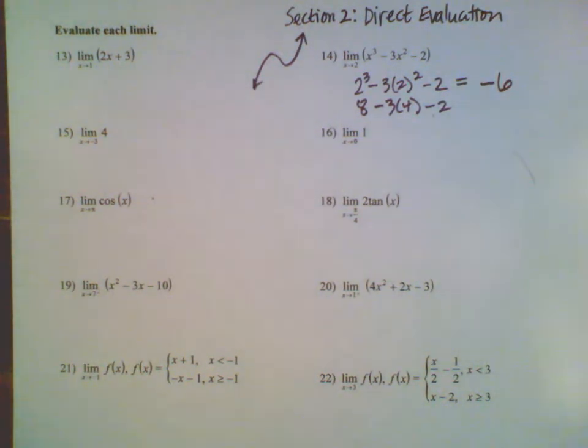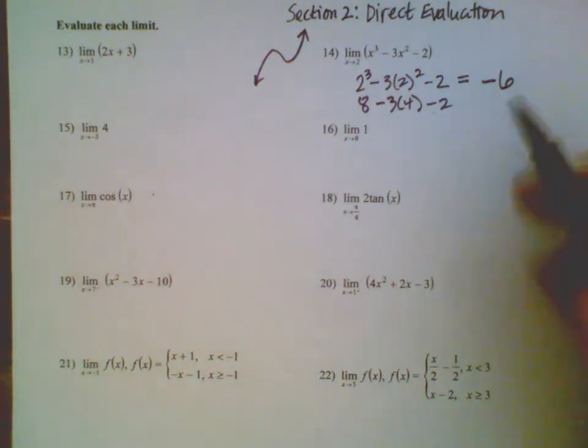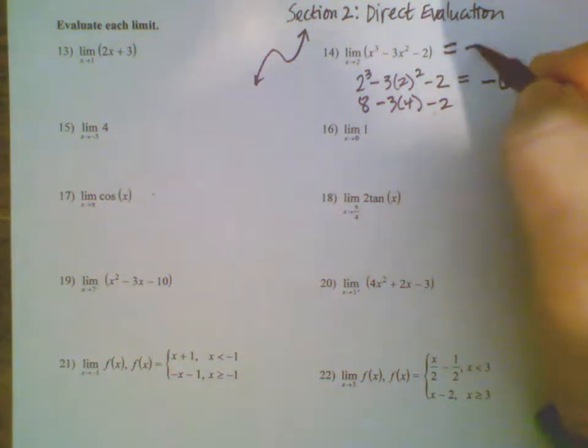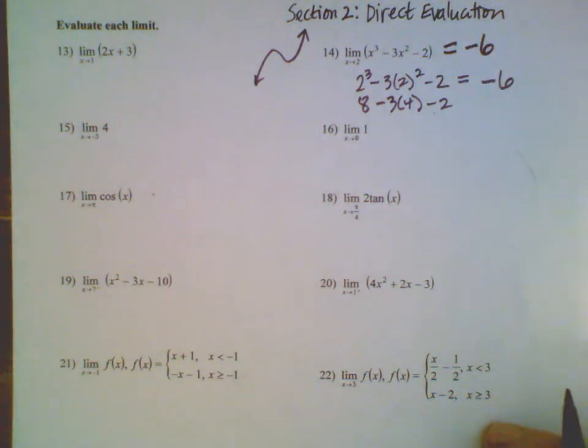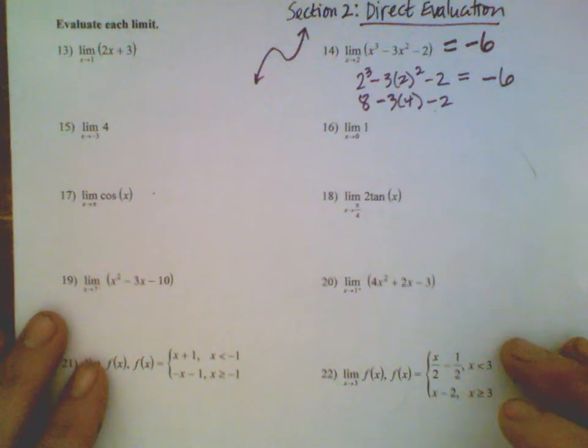I'm going to do the math again because I'd hate to give you the wrong answer. So I get 2 cubed is 8, I know that for sure, minus 3 times 4, minus 2, and yep, negative 6, so I double checked it on the calculator. So negative 6 is the value. I just want to make sure that I get the values right for you. So direct evaluation, exactly as it sounds, plug it in.